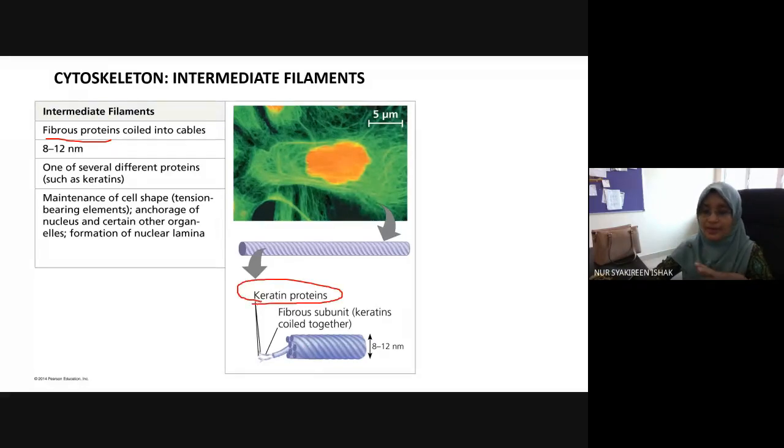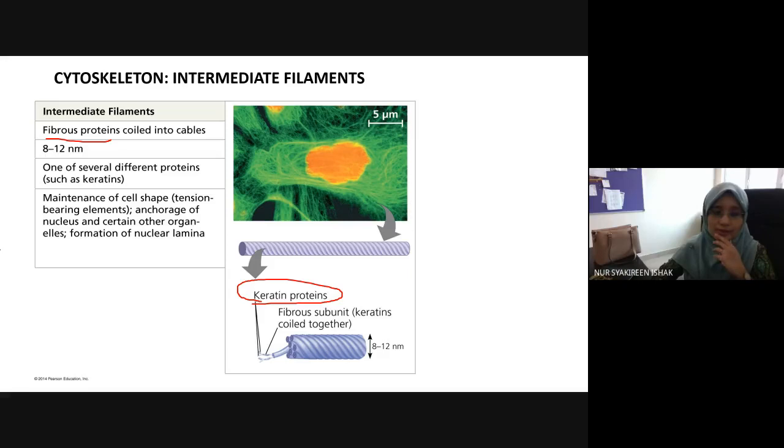So it is made up of keratin proteins. So keratin proteins adalah protein yang bersifat dia sangat stable. Okay, so salah satu contoh keratin adalah yang found in your skin. The keratin protein that are found in your skin, in your nails, in your hair. Okay, so the structure is much more stable.